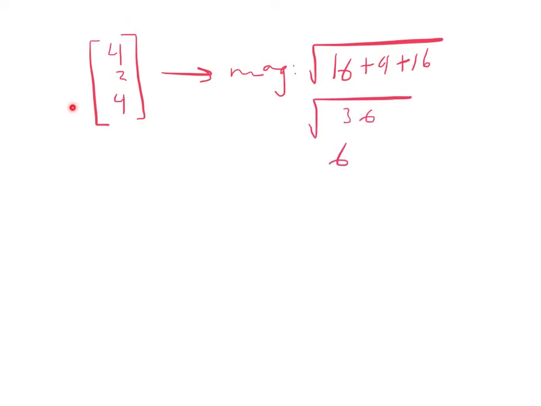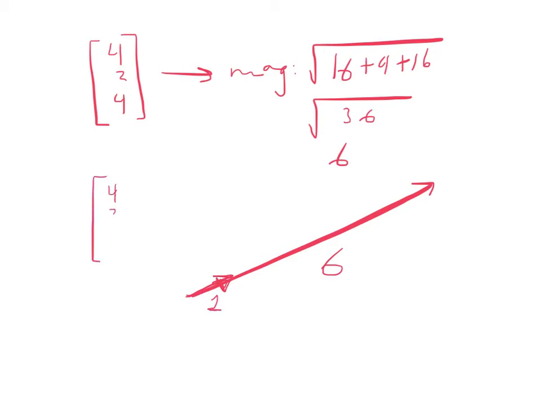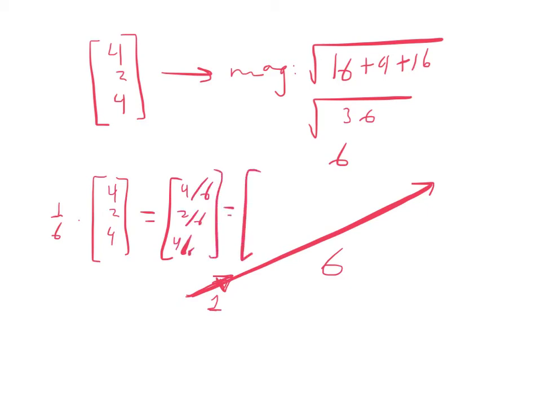So that means this vector is 6 units long. If I were to draw this vector, the idea is the whole thing is 6 units long. How could I come up with a vector that is in the same direction but is only 1 unit long? The idea is if I took my original vector and divided it by 6, in other words, multiplied it by 1/6, I'd end up with a vector that's 1 unit long. I'd end up with 4/6, 2/6, and 4/6, which ends up being 2/3, 1/3, and 2/3.